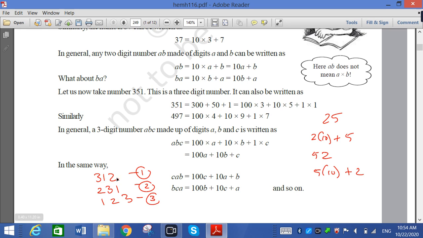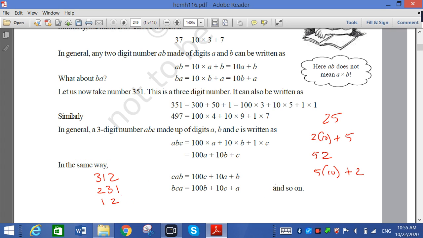If someone asks for the different ways of writing 312, then 312, 231 and 123. Now a fourth way is not possible. For a 2 digit number like 52, reversing gives 25, only 2 ways. Here 312, 231, 123. So the standard form for a 2 digit number is 10a plus b, or 10b plus a. But for a 3 digit number, we can write 3 different ways.